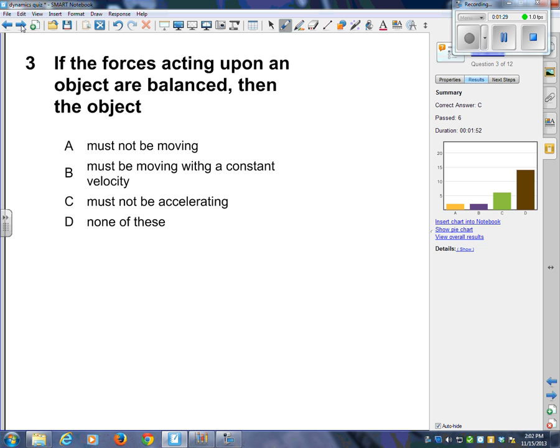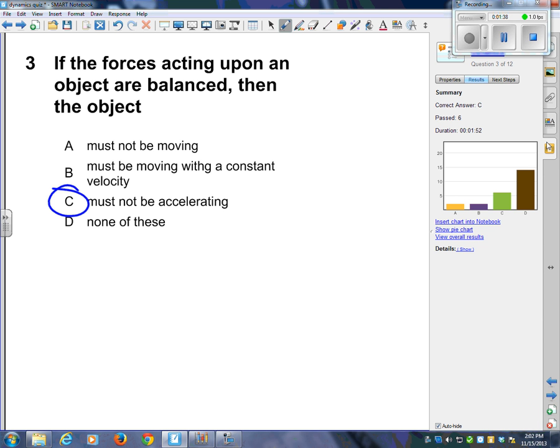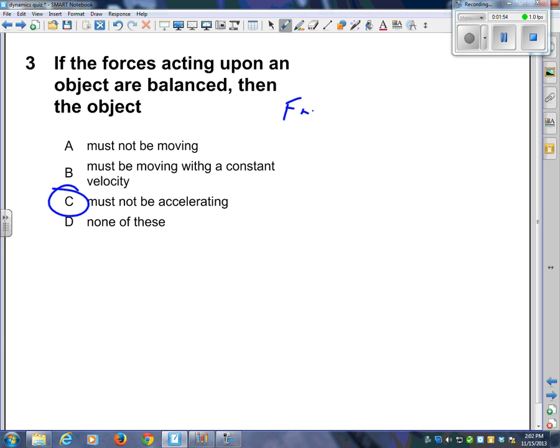If the force is acting upon an object of balance, then the object, correct answer is C, must not be accelerating. 0 net force means no acceleration. And I know that is in your handout somewhere. Put a star beside that one. F net equals 0. The force acting upon an object is balanced. If the net force is 0, therefore the acceleration is 0, which could mean moving at a constant speed, or it could mean at rest.